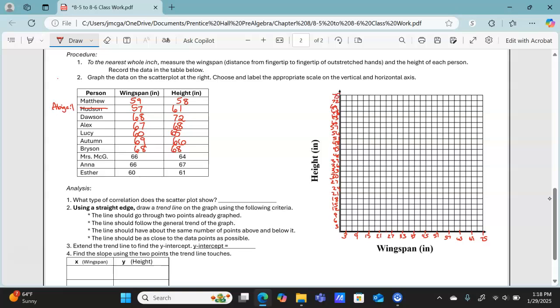So we have 59 and 58. So we're going to go to 59 on the bottom. So here's 57. So 59 is going to be about right there. And then I want to go up to 58. So here's 57. So 58 is going to be right there. Erased more than I wanted to there. 57 and 61. So up this line to 61. Here's 60. Here's 61.